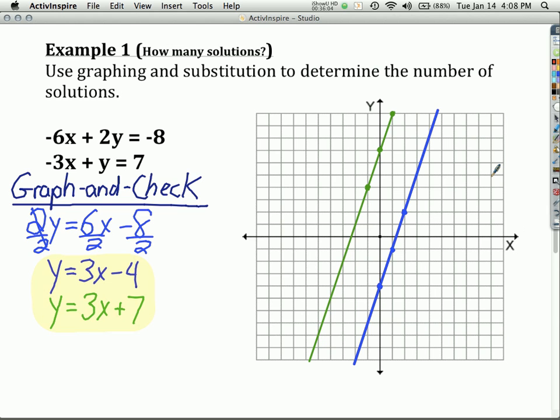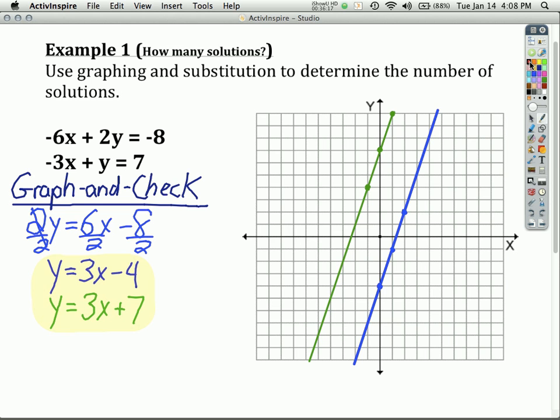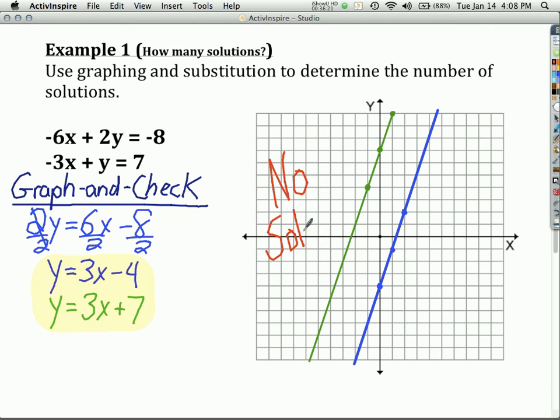Is there one solution, no solution, or infinite solutions to this system? What do you think, Kayla? No solution? What did you think, Alyssa? Yeah, there is no solution to this system because the lines never cross. Parallel lines, no solution. Does anyone have any questions on how we did that?